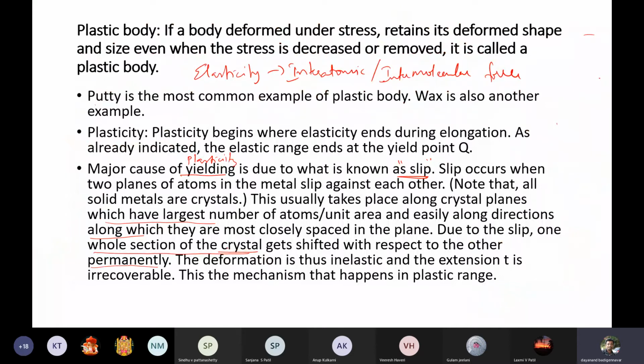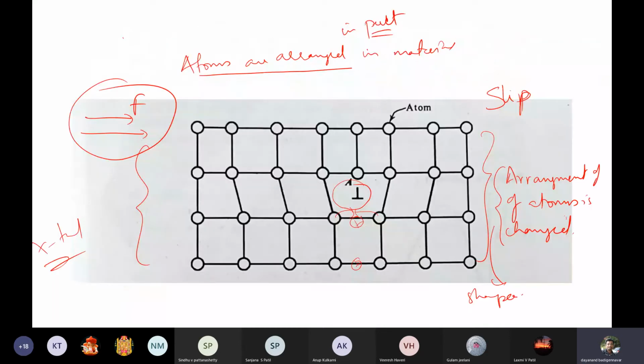This deformation thus is inelastic. Such a deformation we call inelastic deformation. The deformation that takes place is inelastic, and the extension is irreversible. So whenever the atoms take the position, the atoms from here come to this position.